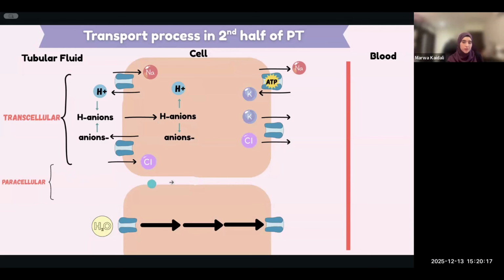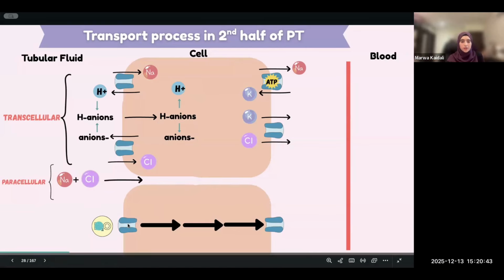Okay, then for the paracellular pathway, we're simply going to have sodium chloride reabsorption paracellularly. Now, why does this happen? Because as we said, we have a very high concentration of chloride. So this is going to act as the driving force to push chloride paracellularly, okay? Because we have a high concentration, so we want to move it to an area of lower concentration, and it's going to take sodium with it. So we're going to have sodium chloride reabsorption paracellularly, okay?